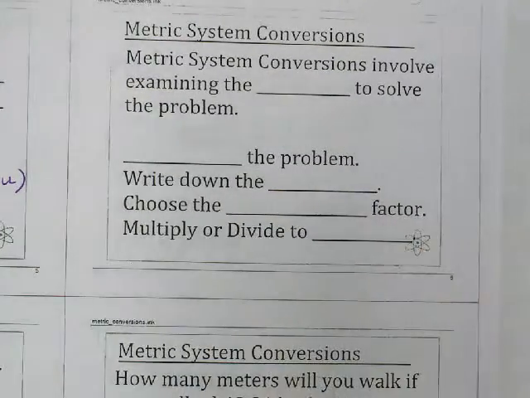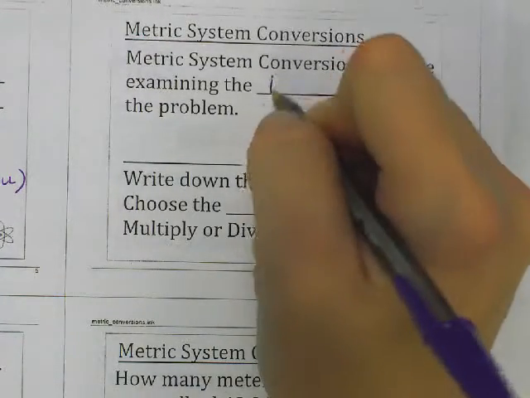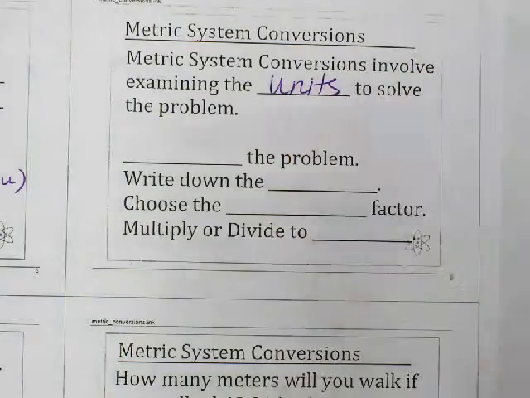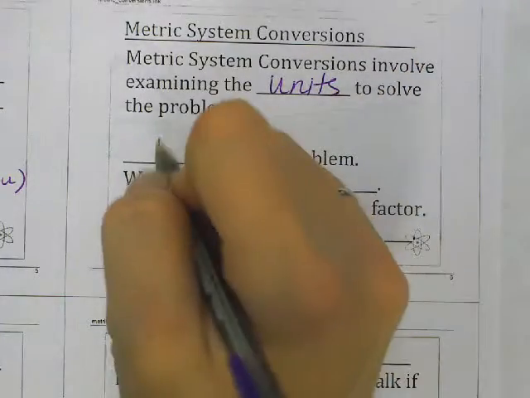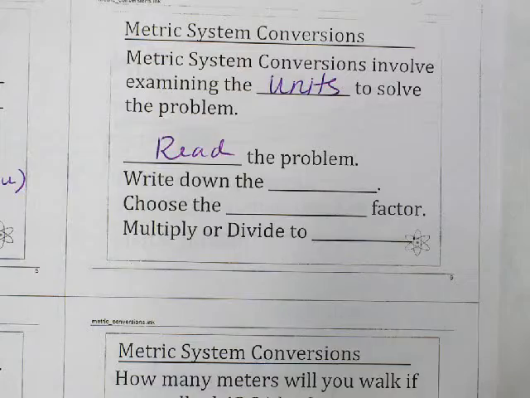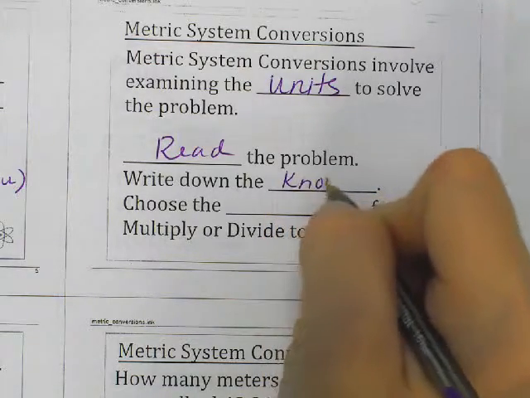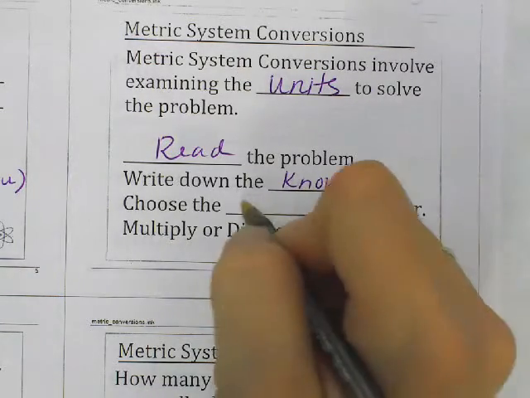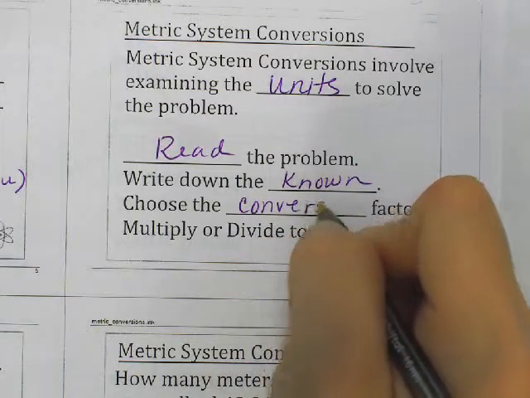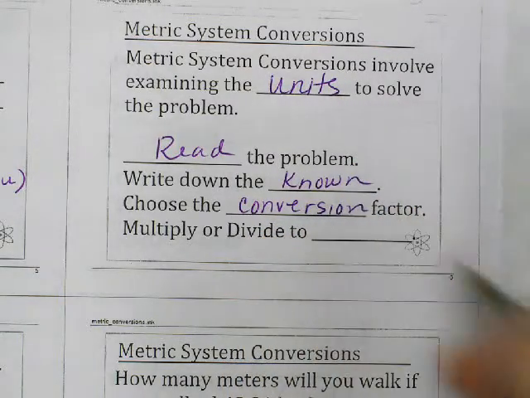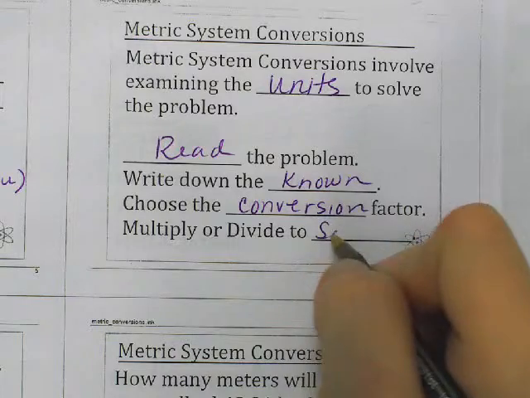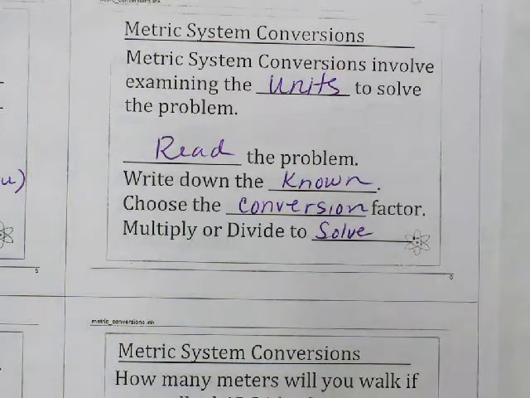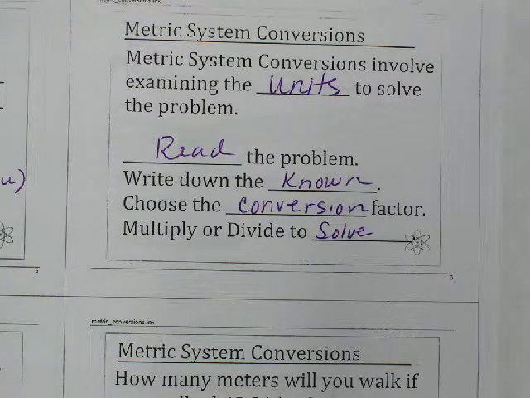So metric system conversions really involve examining the units to solve the problem. You read the problem, you write down the known, you choose the correct conversion factor, and then you multiply or divide to solve the problem. It's pretty straightforward. So let's take a look at an example here. We're going to do a few of them together, and then you have a homework sheet that you're going to do on your own.